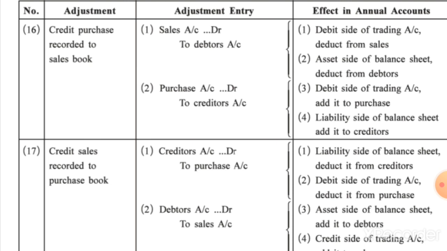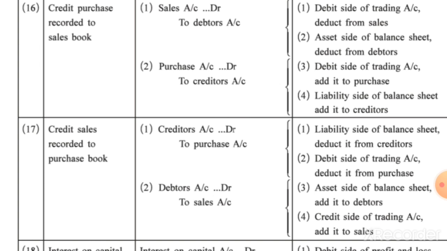Always make it clear, if you are subtracting from sales, that much amount you have to deduct from debtors also. If you are adding in sales, then that much amount you have to add in debtors also. In the same way for creditors and purchase, if you are adding in purchase, that much amount you have to add in creditors. If you are subtracting from purchase, that much amount you have to subtract from creditors. Okay, so now the correct effect, it was credit purchase actually. So you will add in the purchase, and that much amount you will add on the creditors on the liability side of balance sheet. Next one, that is credit sales recorded to purchase book.